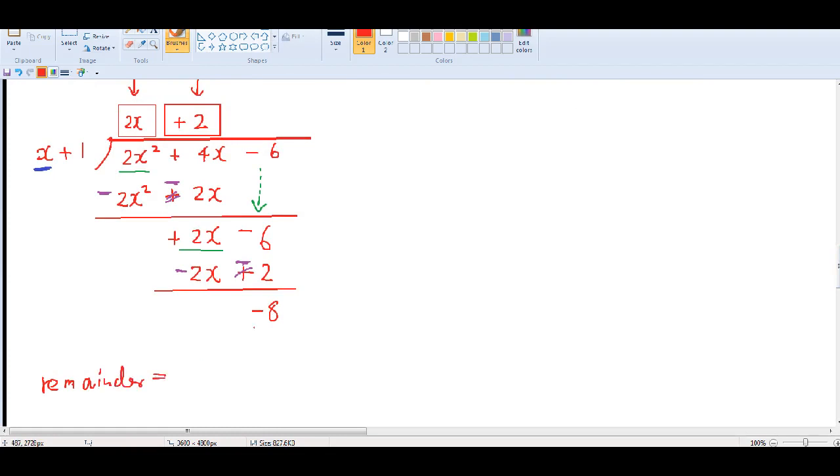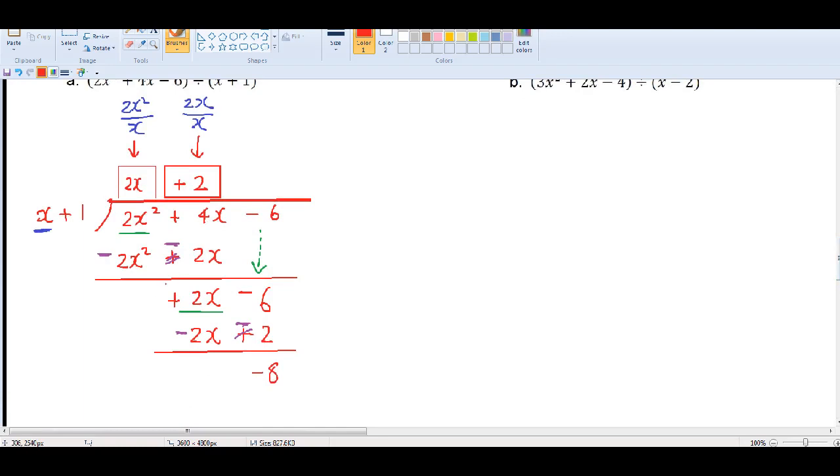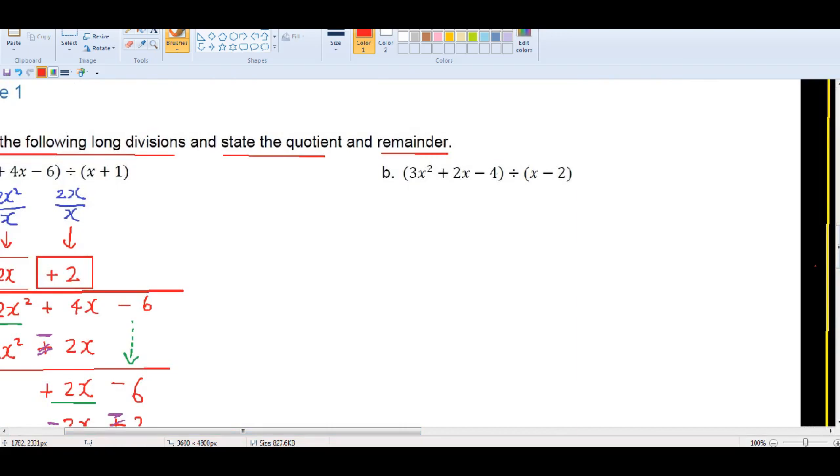So the remainder is the number left behind, which is minus 8, and the quotient is the number at the top. It's the term, the expression. So that's the answer, right? Okay, so remember how to do it. If you still have some doubts, please watch it again. I know it's quite complicated, so possibly one time won't be enough. Or you might try to just follow my second demonstration.